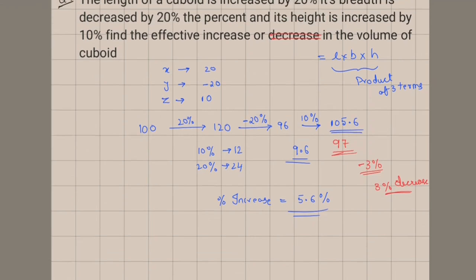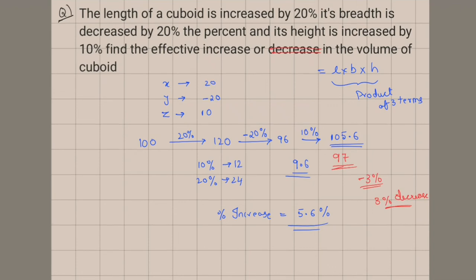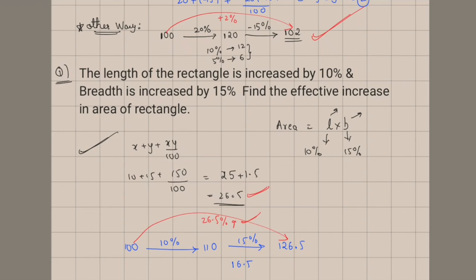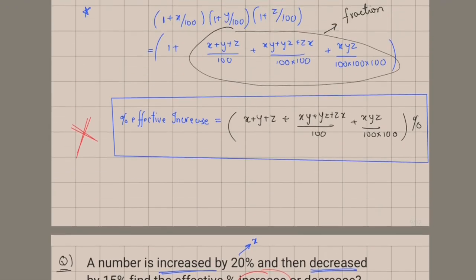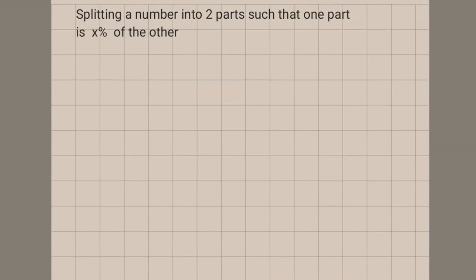So this will be the way of solving when 3 or more are given. When 2 successive percentages are given, we can do x plus y plus xy by 100. When it is 3, you can do x plus y plus z plus xy plus yz plus zx by 100 plus xyz by 100 into 100. This will be so complex, so don't do it this way. Just assume it is 100, increase by the given values, and you will get the final result. Compare with 100 and you get the effective increase.